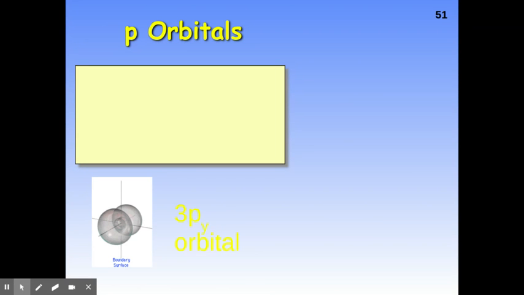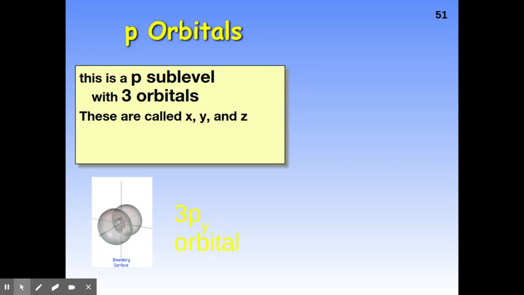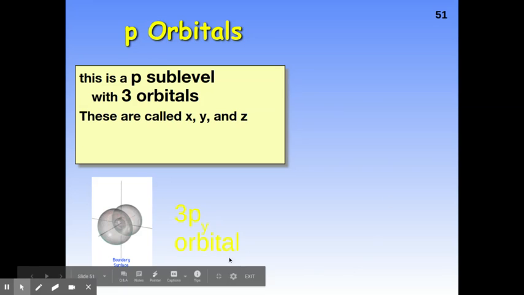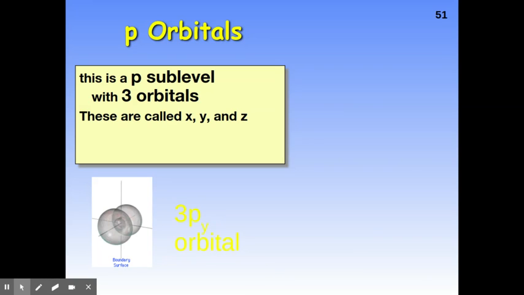Now, the p orbitals have 3 suborbitals because you can orientate them on different axes. A sphere, you can't do that. No matter how you turn a sphere, it's still a sphere. But with the p orbital, remember you have a node. These are wave functions, so you have this node in the middle where no electron can exist.